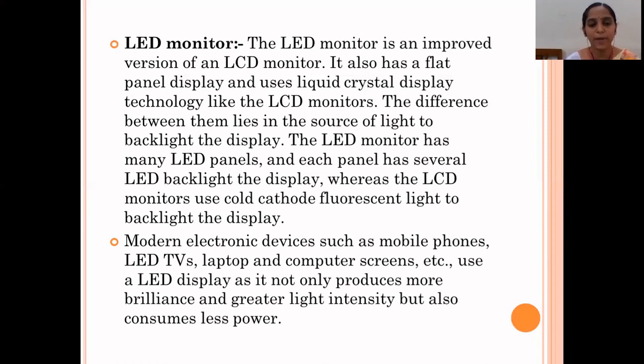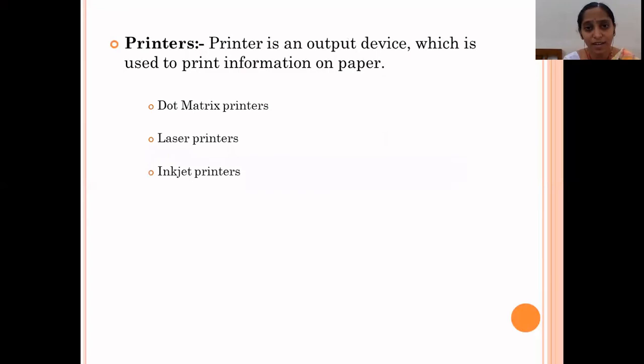Next one is the printer. It is another output device. Using the printer, the output of the device shows in a hard format. Okay, printers are again classified into three classifications: dot matrix printer, laser printer and inkjet printer. A printer is an output device which is used to print information on paper.